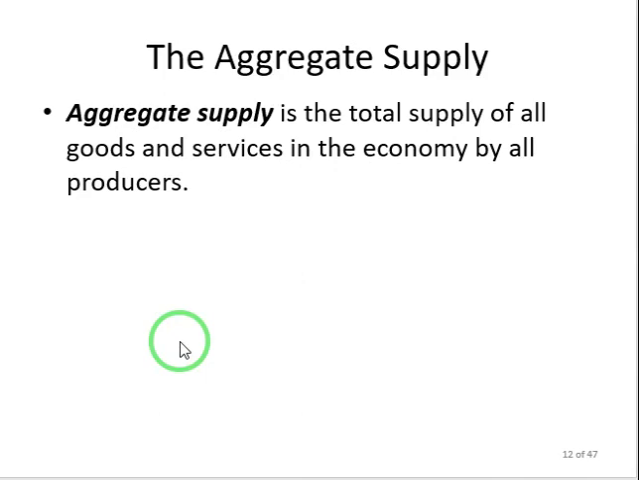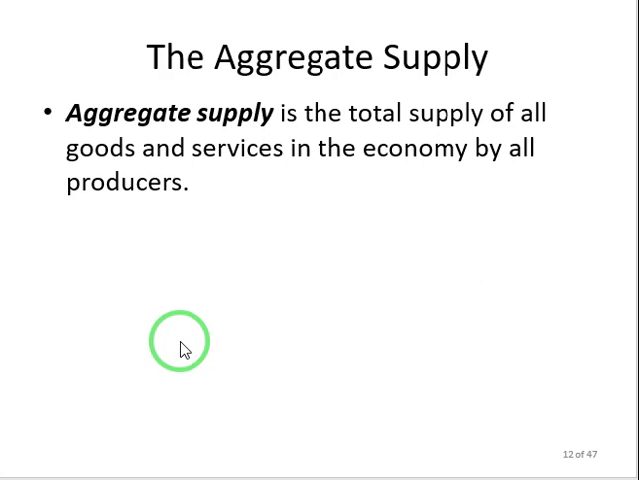As you know, we discussed the aggregate demand in the previous chapter. Today, we will be talking about the aggregate supply. The definition of aggregate supply is given. Aggregate supply is the total supply of all goods and services in the economy by all producers.